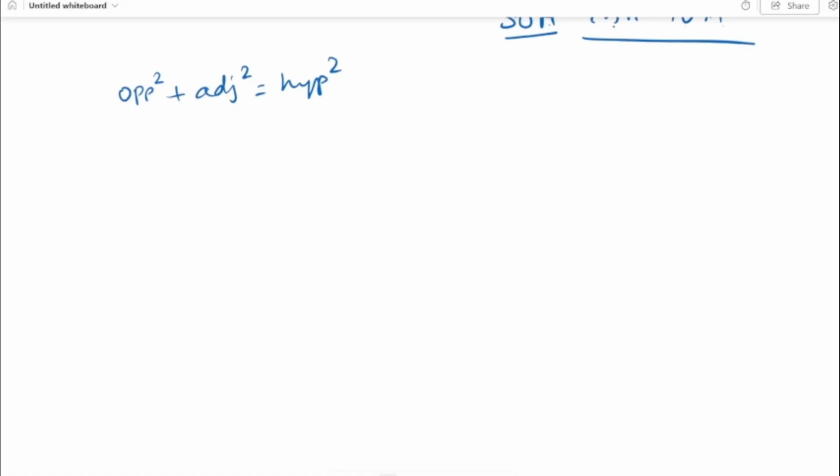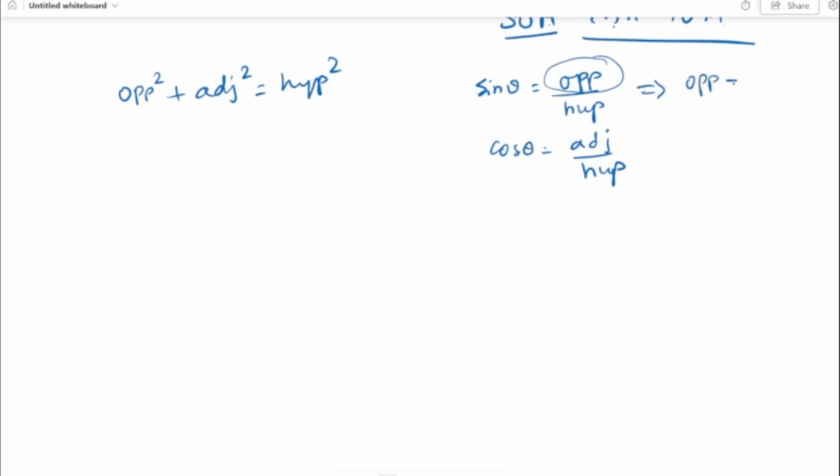Now let's recall the definition of sine theta. Sine theta is opposite over hypotenuse. Cos theta is adjacent over hypotenuse. Now I'm going to cross multiply. I'll express opposite in terms of sine. So I can rephrase this as opposite equal to, this cross multiplies, right? Bring it here. Sine theta times hyp.